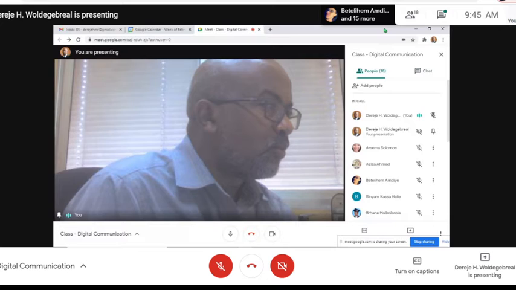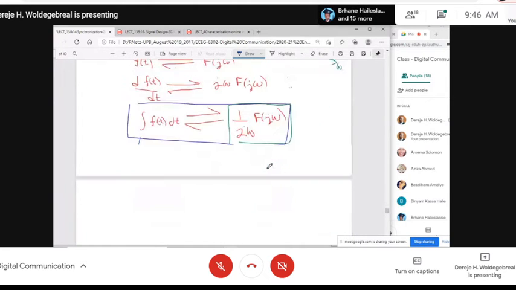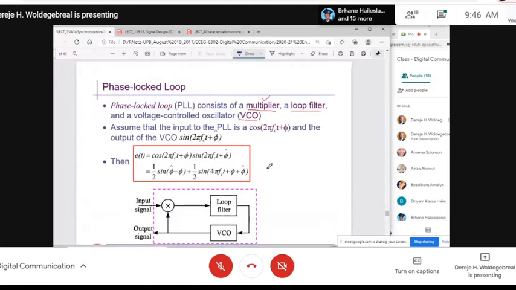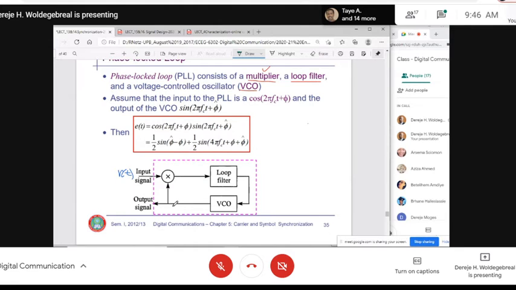So if the idea is clear, what we would be doing is we replace this integrator by a filter, and we get what we call a PLL, or phase locked loop. We have a multiplier, a loop filter which replaces the integrator, and then a voltage controlled oscillator. Now, you have an input signal r(t) which you receive, and then you have the output from a voltage controlled oscillator. Assume that at a certain instant of time, the output from the oscillator is a high frequency signal, 2 pi fc t plus a certain phase estimate phi hat.